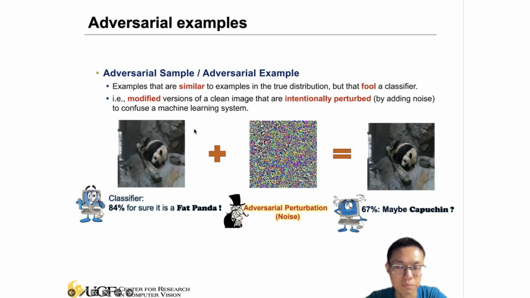We have an input image, a panda image, and we can add some noise or perturbation. This noise is carefully crafted, or designed. When we combine this original image and this noise, and feed the generated image to the machine learning model, the model will give a totally different answer, and probably the wrong answer, right? So this is how adversarial examples can be generated, by adding the adversarial noise.